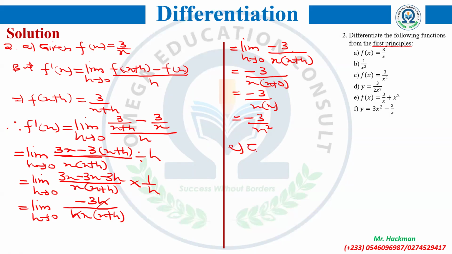E, what are we given? We've been given f of x, I wish maybe it was y, so that we'll use y. It's equal to, but it doesn't mean anything. 3 over x plus x squared. So take note. So with this one, what are we supposed to do? We quote, is that not it? And when you are quoting, you can choose to write that or not, only that I usually write but. Okay, so in this case, I will write but.